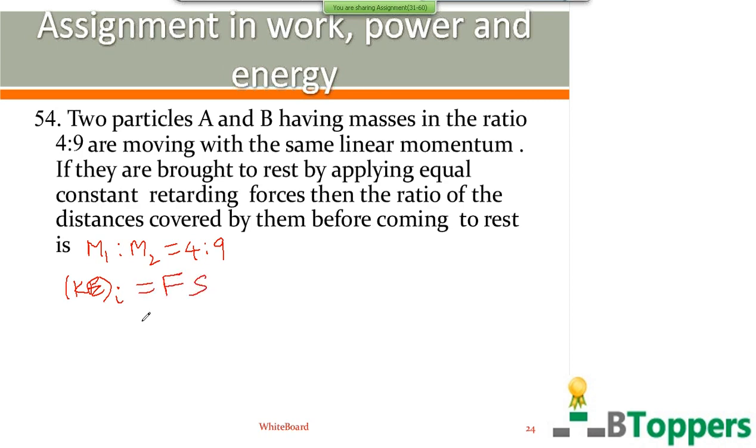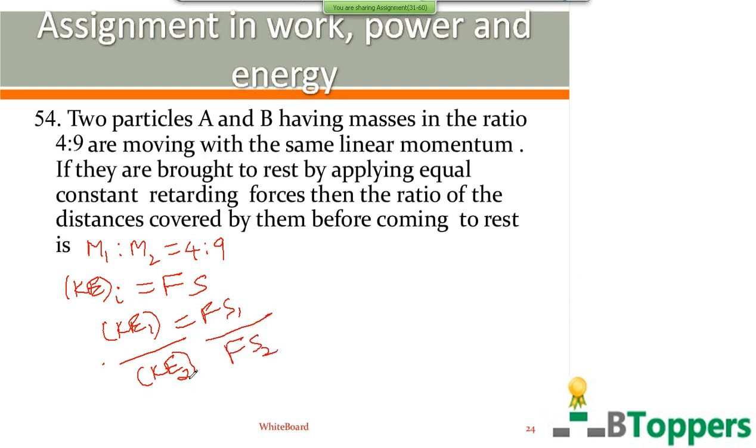I mean, if a body is moving in a straight line path with some initial kinetic energy, and if it is brought to rest by applying a constant retarding force of magnitude F, then we can write the initial kinetic energy of the body equals F into S. S is the distance traveled before coming to rest. So initial kinetic energy of the first body, we can write F into S1. S1 is the distance traveled by the first body before it comes to rest during the retarded motion.